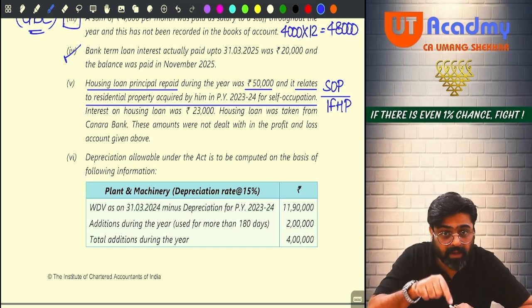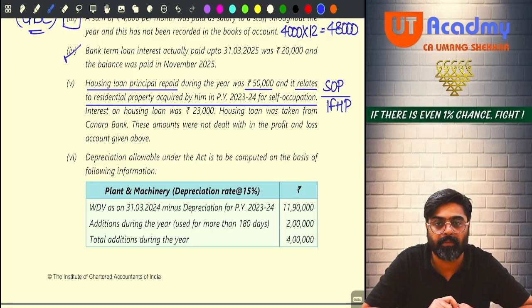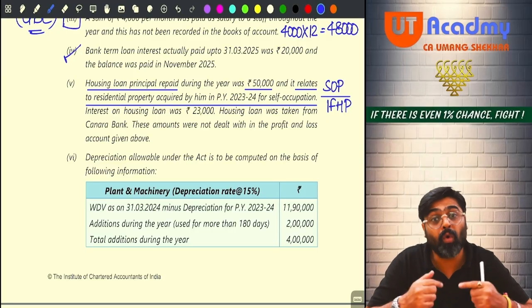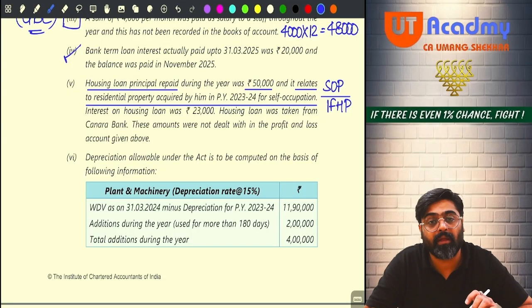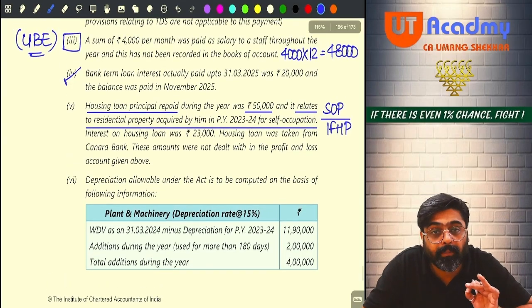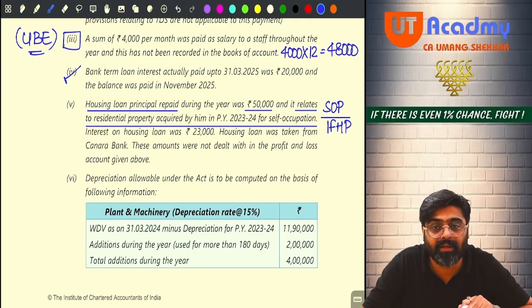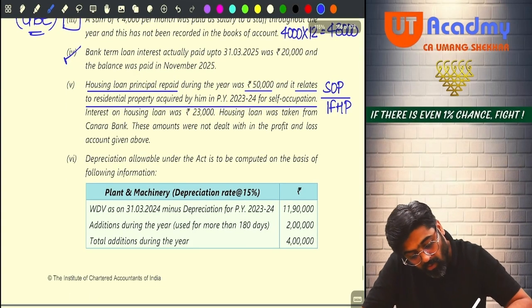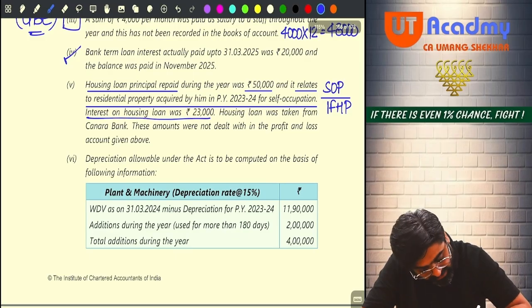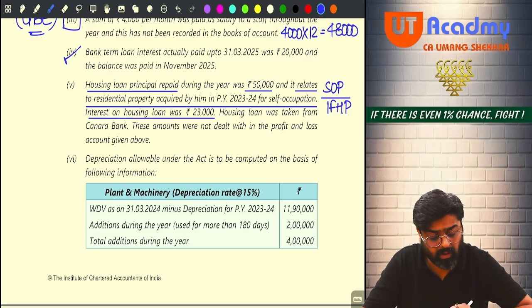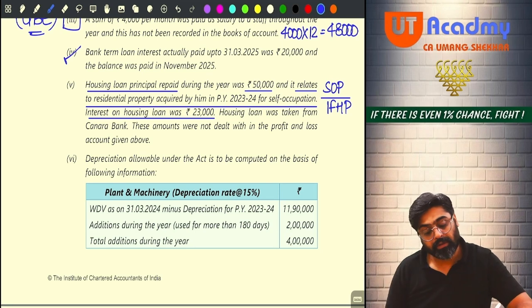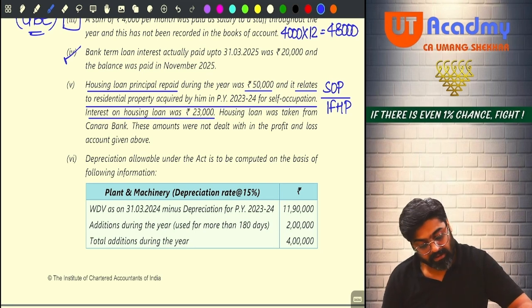Now you have taken a loan for purchase of this house property. That loan repayment of 50,000 is happening. Friends, loan repayment of 50,000 is not allowed as a deduction under house property head. Interest on the housing loan is allowed as a deduction there, no? Hello, sir. So, was there any interest on housing loan? Yes, 23,000 interest on housing loan was there. So this housing loan was taken from Canara Bank.